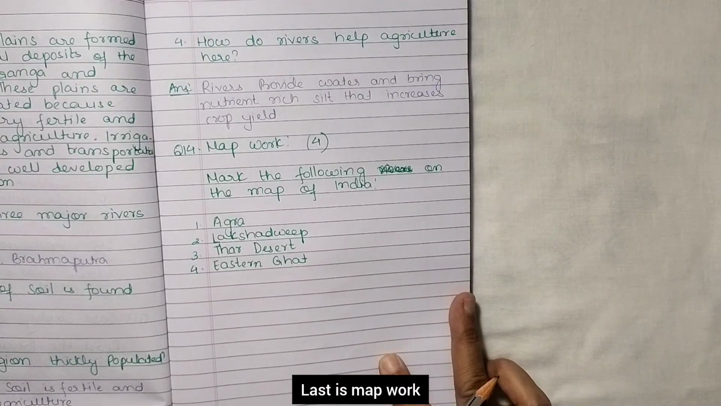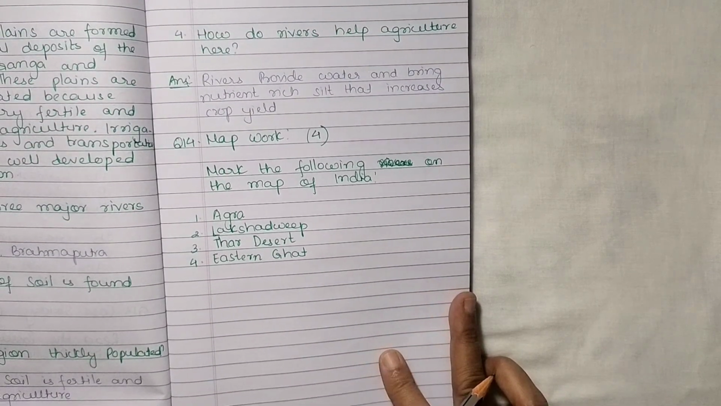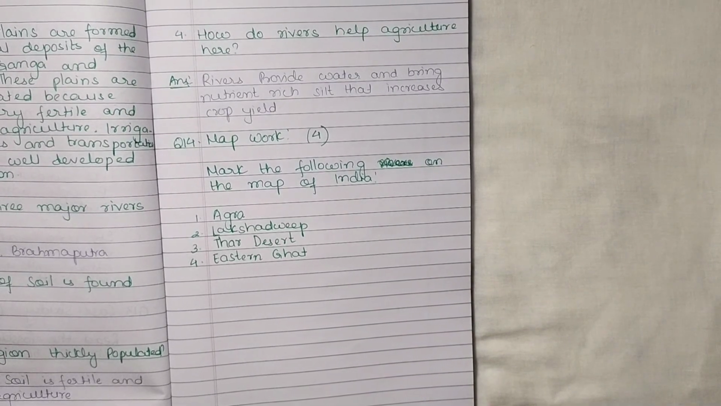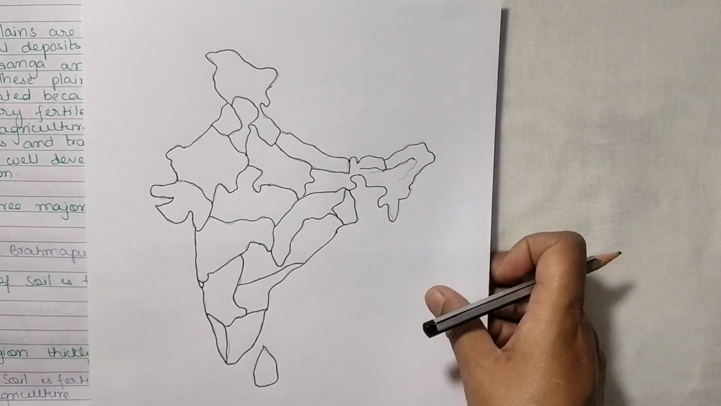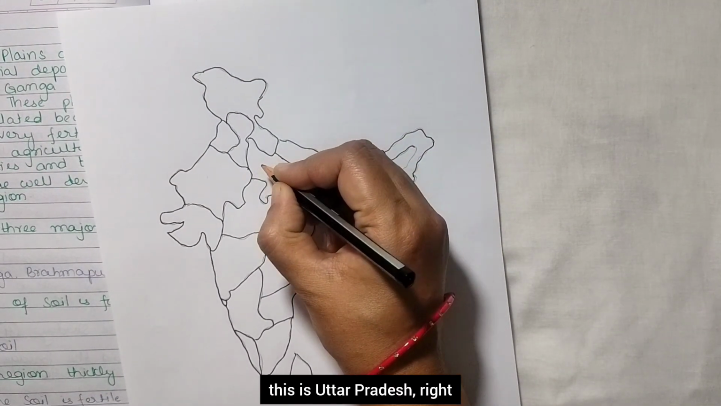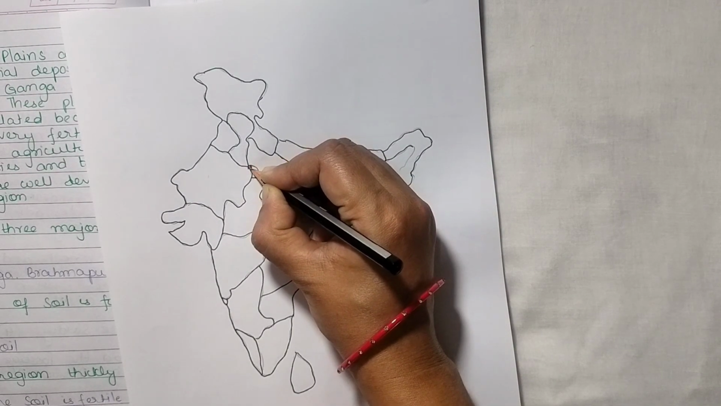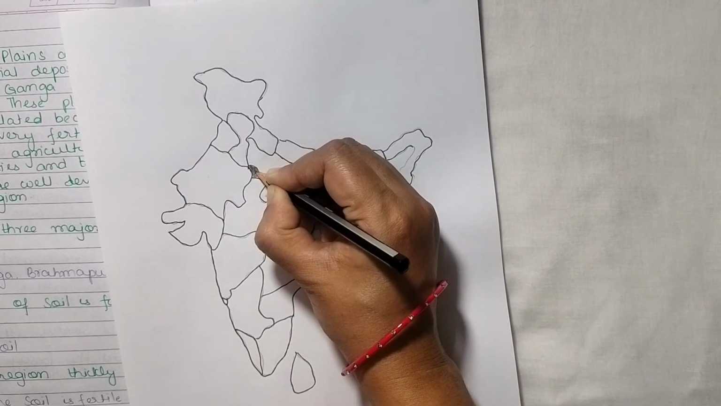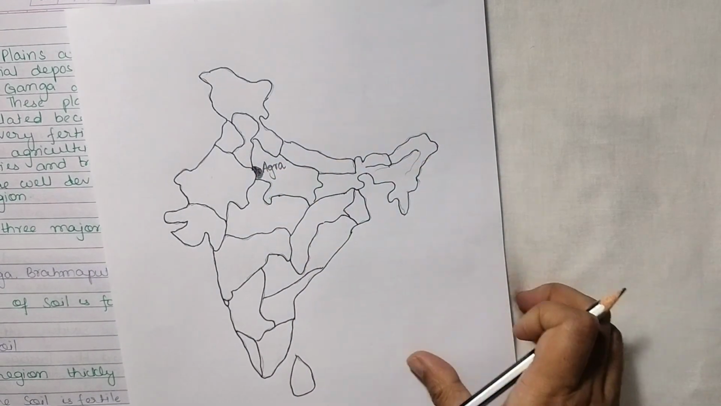Last is map work. Mark the following on the map of India. First is Agra, Lakshadweep, Thar Desert and Eastern Ghats. Okay. So, Agra, this is in Uttar Pradesh, right? So, here we will mark the Agra.